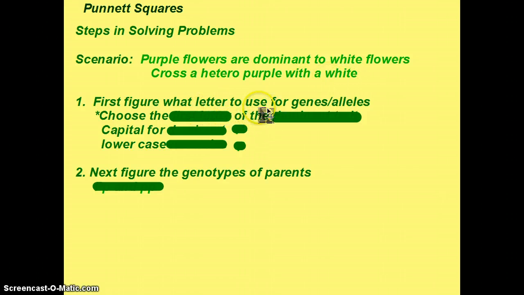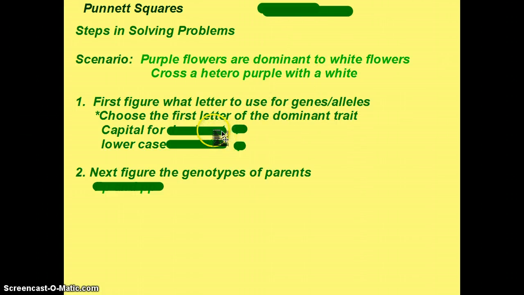The first thing you have to ask yourself is what allele I'm going to use. Since I know purple is dominant to white, we're going to use the letter P because it's the first letter of the dominant trait. So for dominant, we're going to use capital P, and for recessive, we're going to use lowercase p.